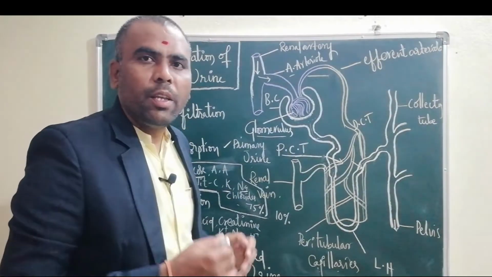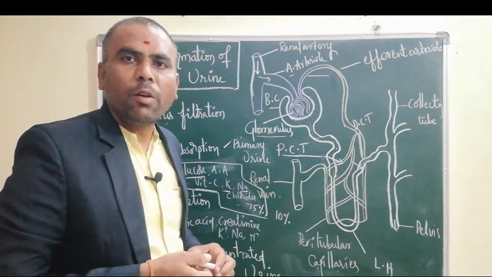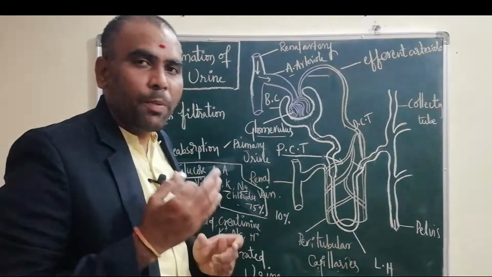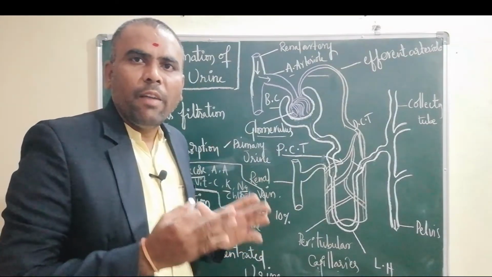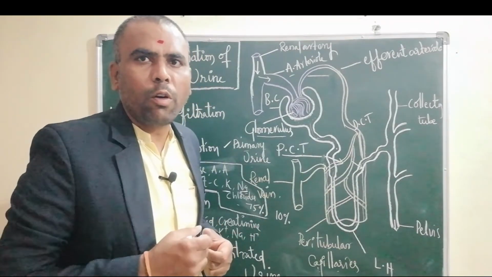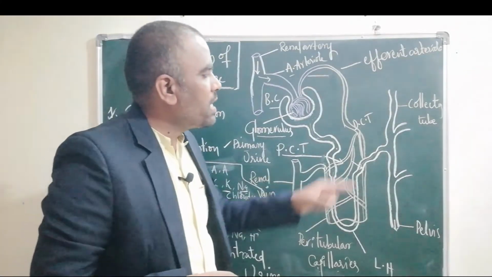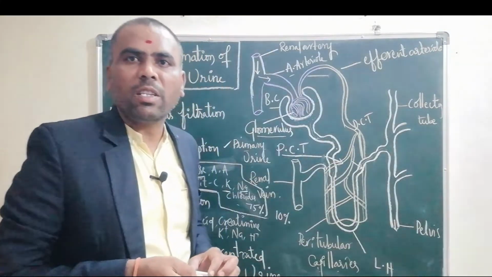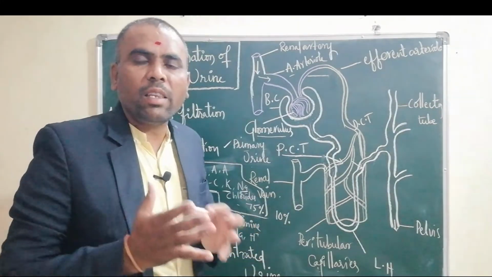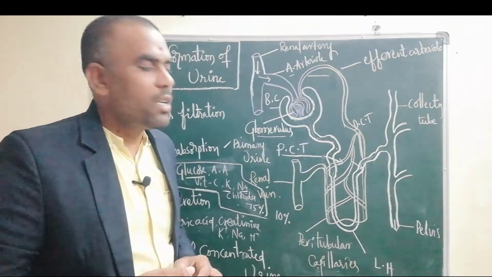In the collecting tube, the urine becomes further concentrated. When the urine becomes concentrated, the hormone called vasopressin is secreted. The vasopressin hormone is released only when the urine becomes concentrated. If you take more water, more coconut water or liquid juices, at that time the vasopressin hormone is not secreted. This hormone helps to regulate the amount of water in the body. That is the major function of the vasopressin hormone.